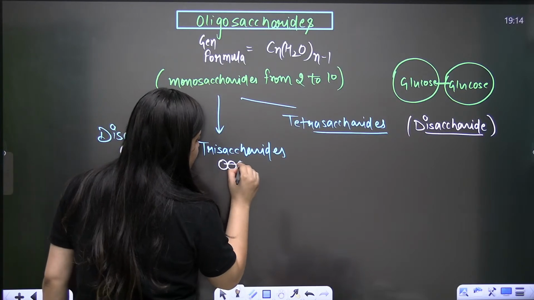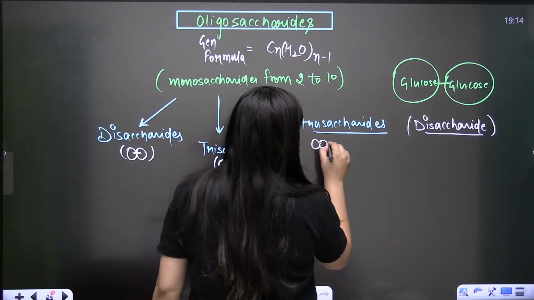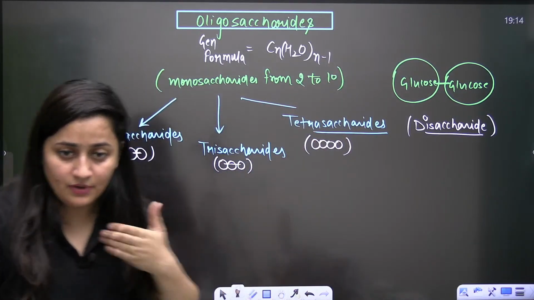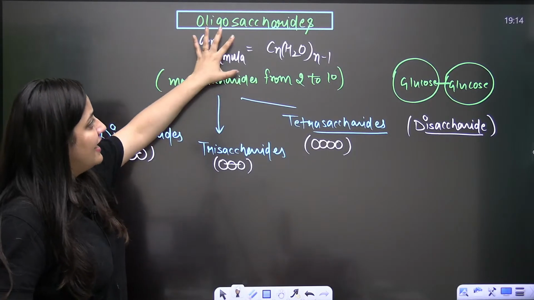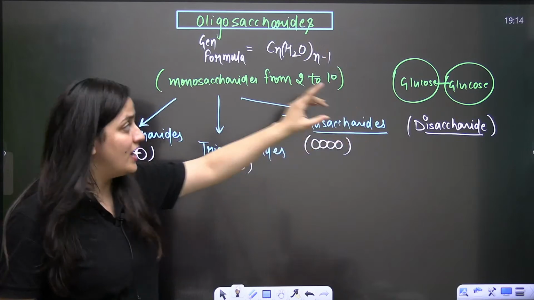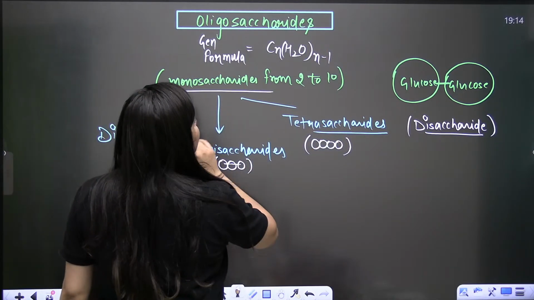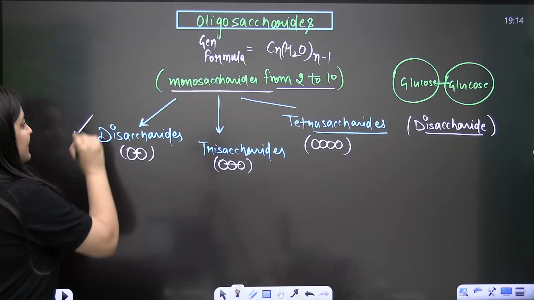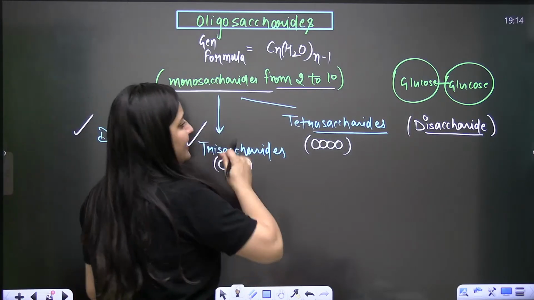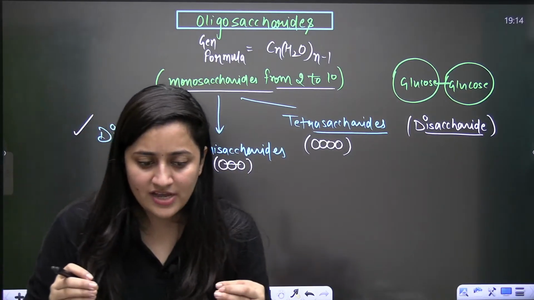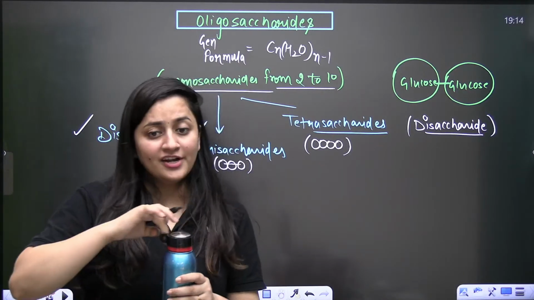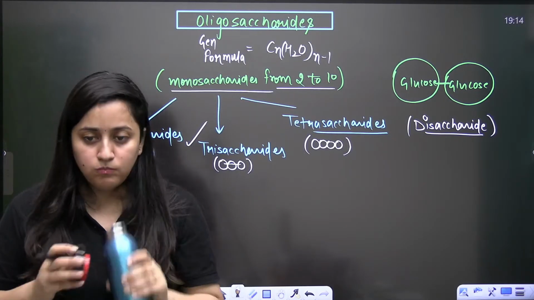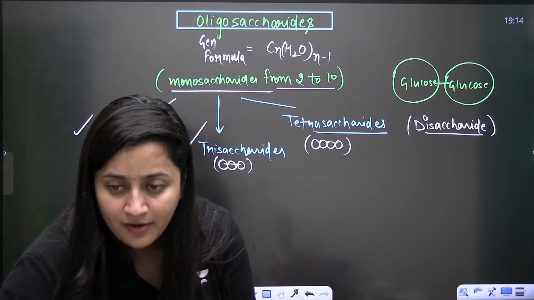Trisaccharide, 3 monosaccharides are joined together. Tetrasaccharide, 4 monosaccharides are joined together. Same way, penta, hexa, hepta, like this. So in the case of oligosaccharides, as I said, the general formula is CnH2n-n-1. Here you will see that the monosaccharides range from 2 to 10. If 2 monosaccharides are joined together, it will be disaccharide. If 3, tri, tetra, like this. Now you got it, what is the meaning of oligosaccharide? Sure?